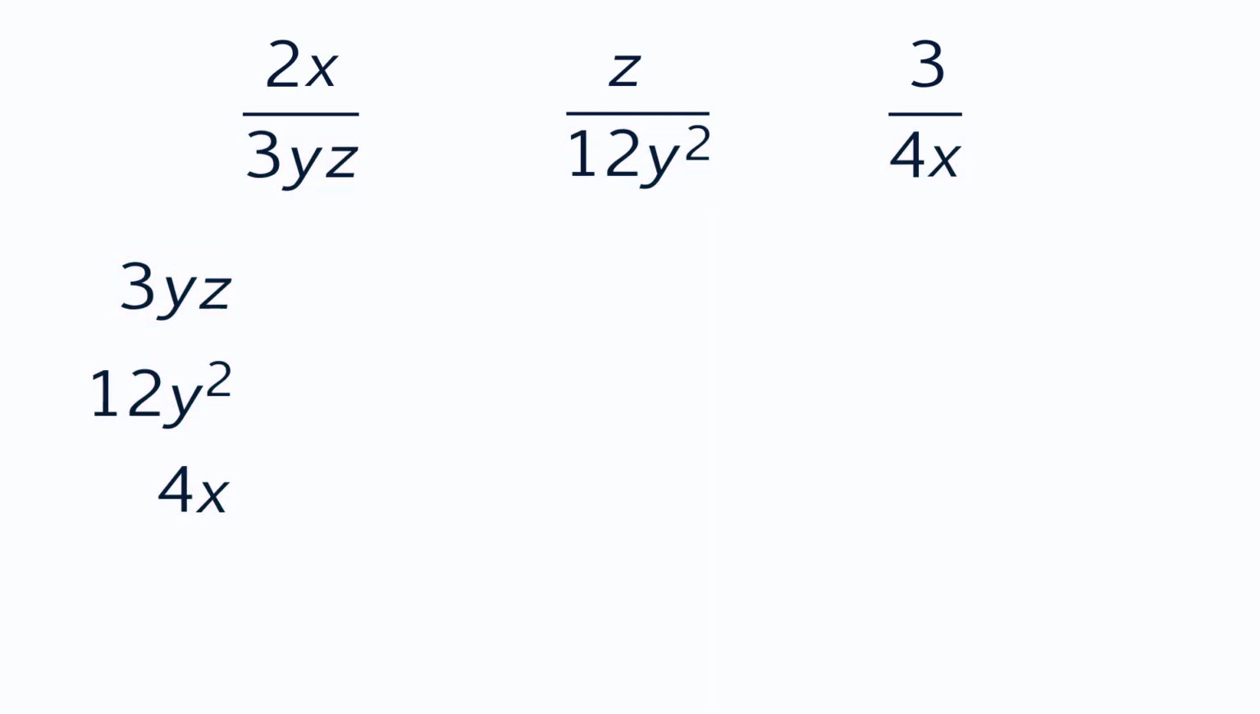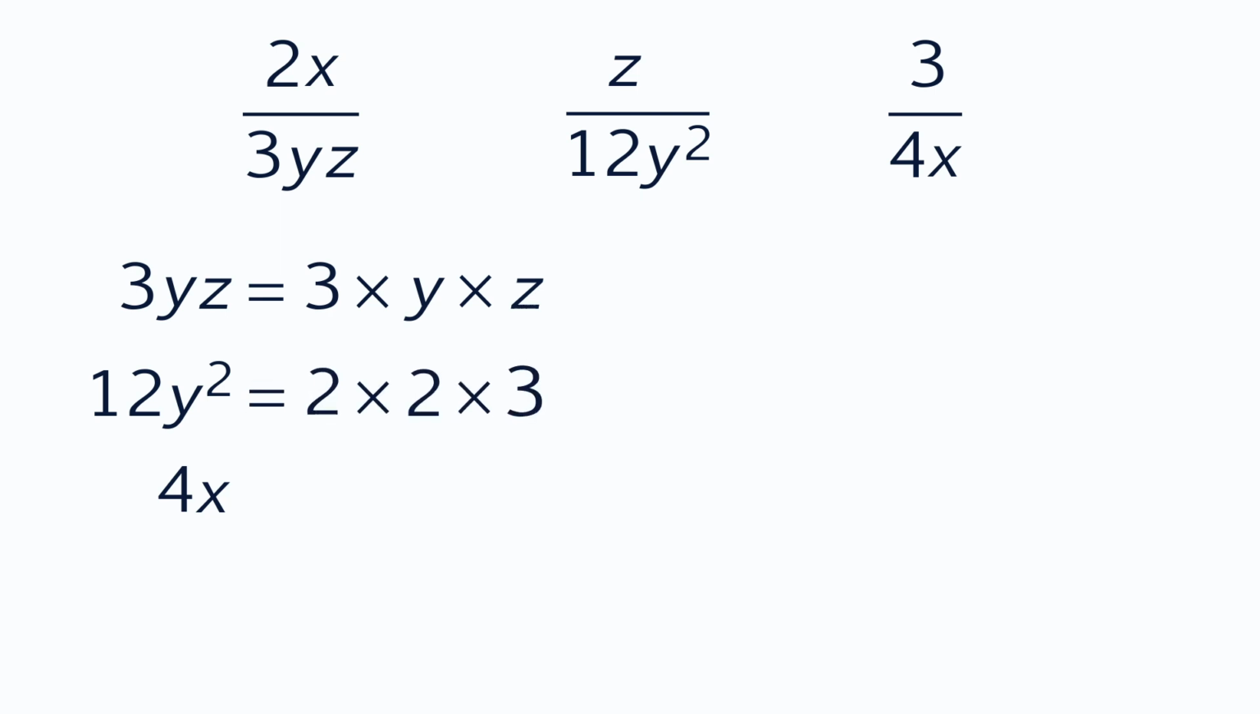Next, you find all the prime factors. 3yz equals 3 times y times z. 12y squared equals 2 times 2 times 3 times y times y. 4x equals 2 times 2 times x.